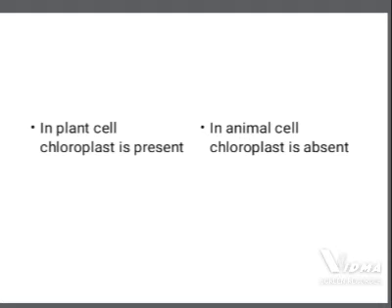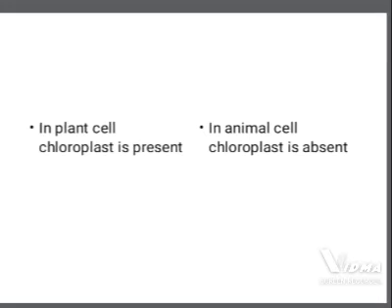In plant cell, chloroplast is present. In animal cell, chloroplast is absent. That's why the plant cell is able to prepare its food, while in animal cell chloroplast is absent. That's why we all are dependent on the plant cell for getting food, because in plant cell chloroplast is present. Chloroplast is also called the kitchen house of the cell, in which the food is prepared, to be used by animals, humans and plants also.